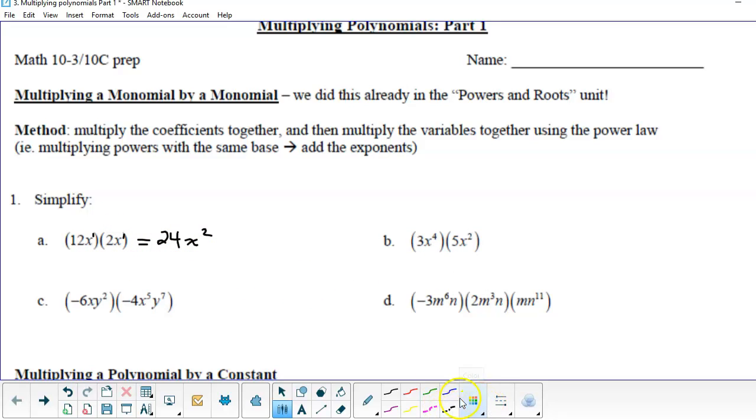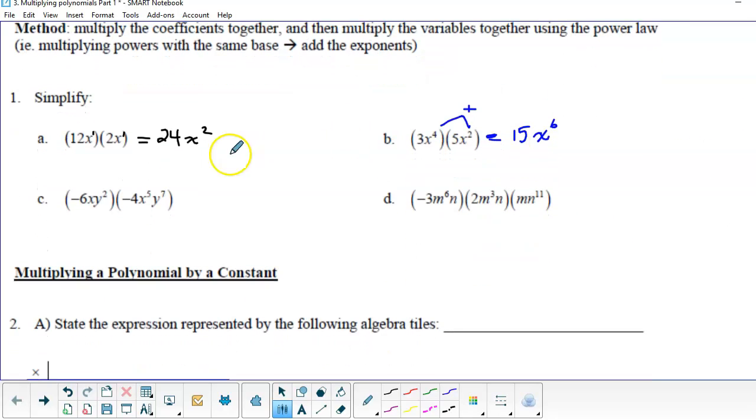B here, I'm actually just going to change to blue. B, coefficients. Coefficients are 3 and 5, so 3 times 5 is 15. And x to the 4th times x squared, you add those exponents, so that'll be x to the 6. Next one is a negative 6 times a negative 4.